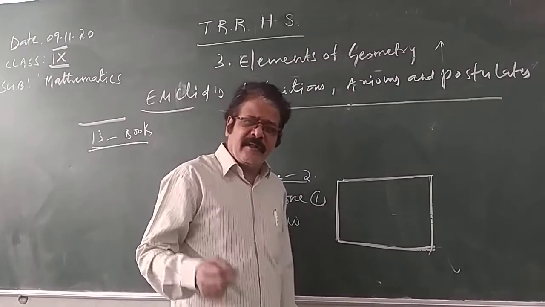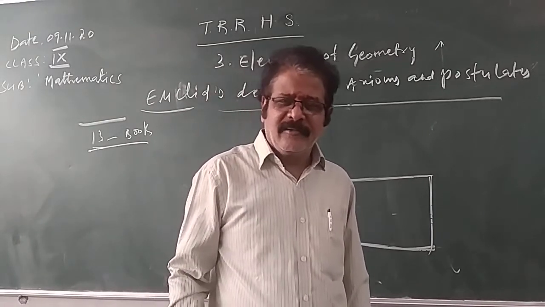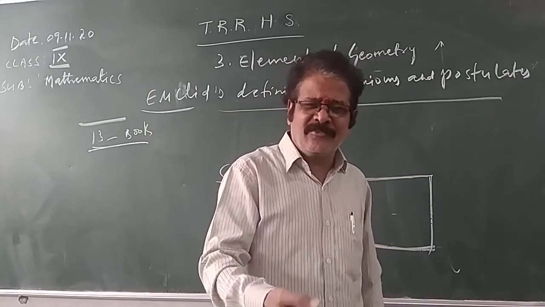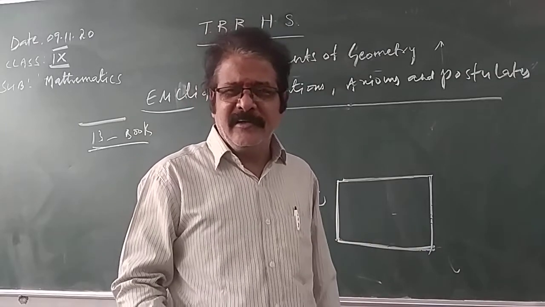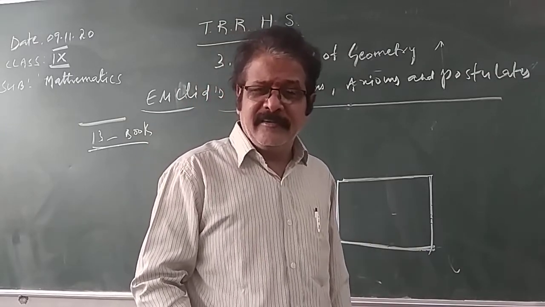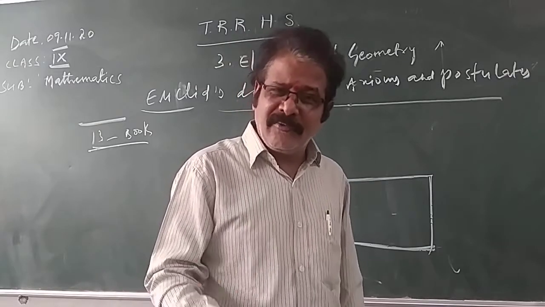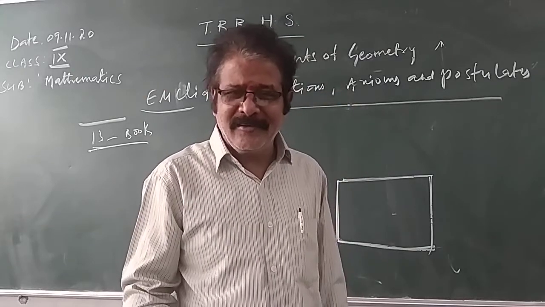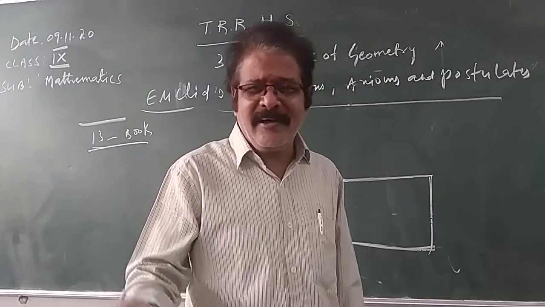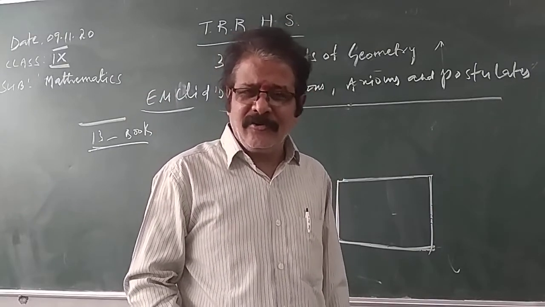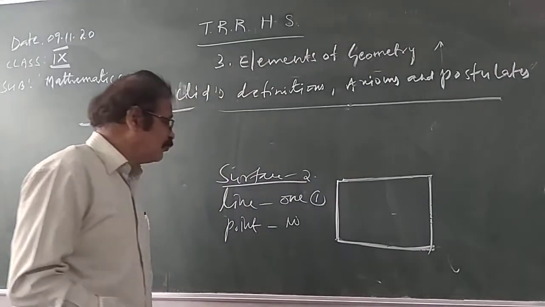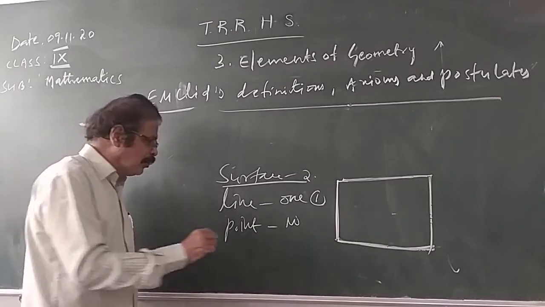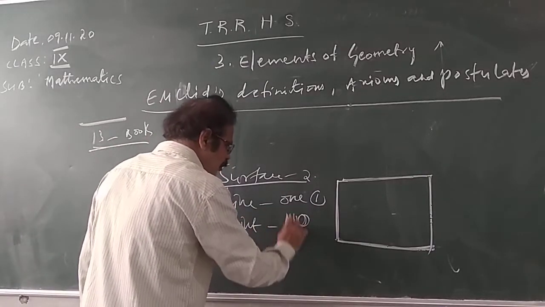For example, a rectangle is a 2-dimensional figure. An object which contains only 2 dimensions is a 2D object, and a 3-dimensional object means, for example, a cube, with length, breadth and height. A rectangle has only 2 measurements, length and breadth. A square is the same, a 2-dimensional object. So a surface has 2 dimensions, a line has only 1 dimension, and a point has no dimension.